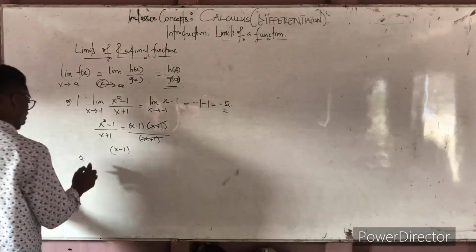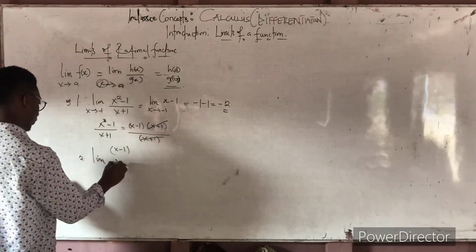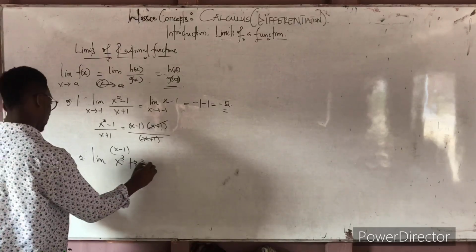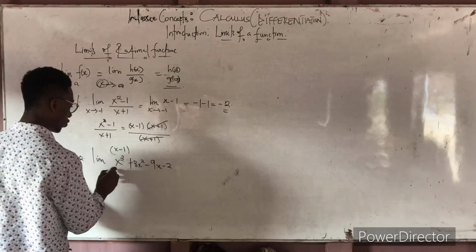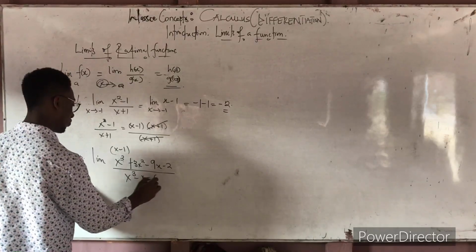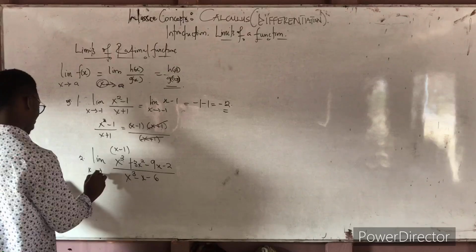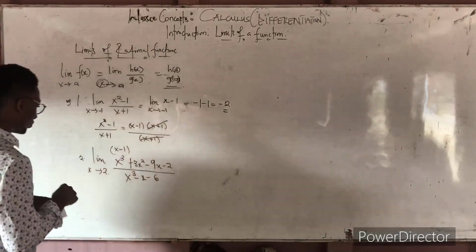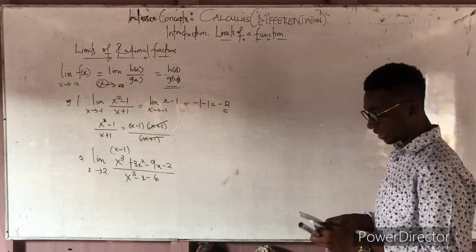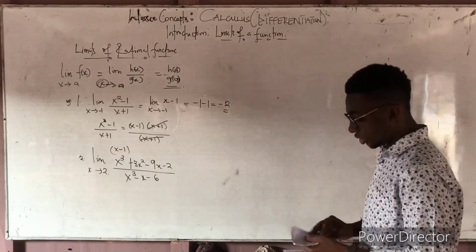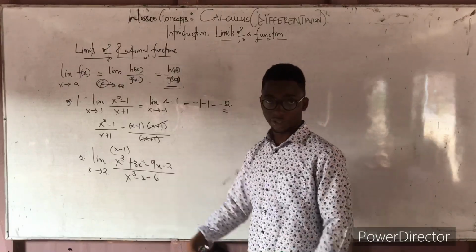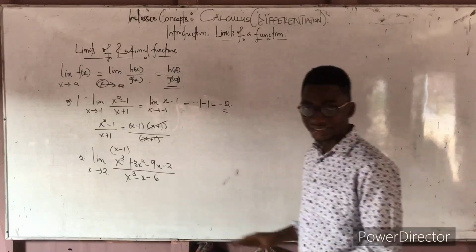We are asked to find the limit of x cubed plus 3x squared minus 9x minus 2, all divided by x cubed minus x minus 6, as x is approaching 2. Okay, now with this, you realize that it's a polynomial function of the highest degree 3. So now we can simplify this down.